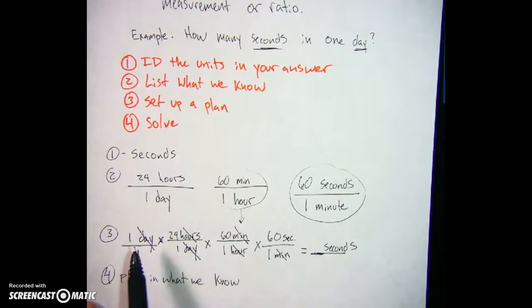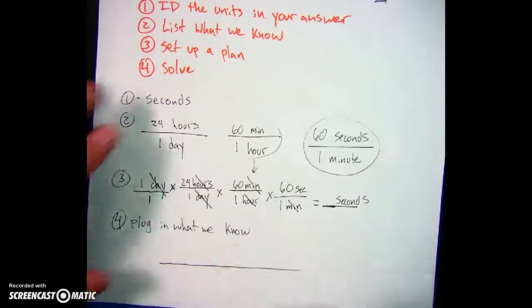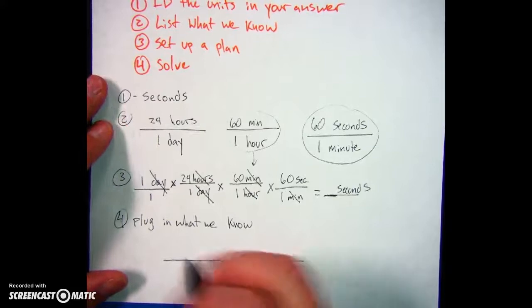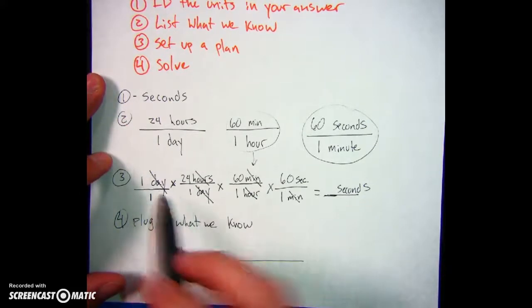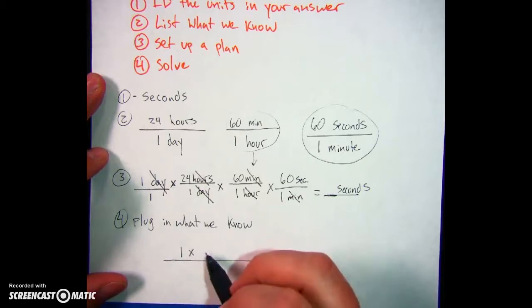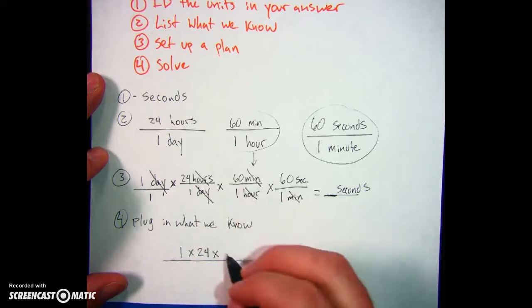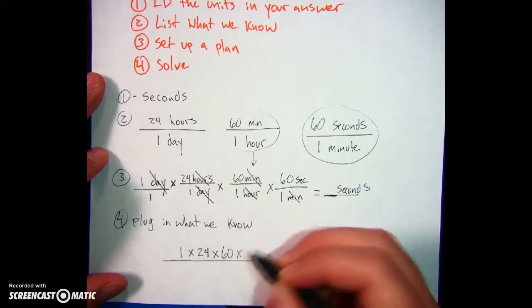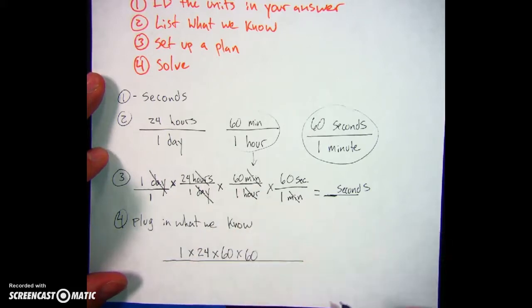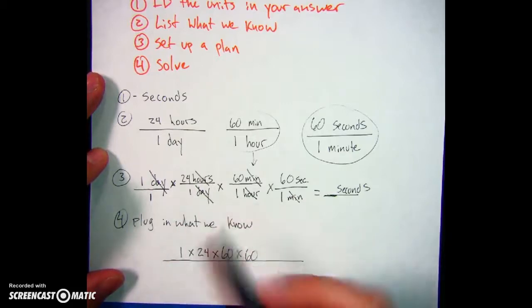So our last step in order to solve is to multiply everything across the top. If I multiply everything across the top, I'm going to have 1 from the 1 day. The day went away though, remember we canceled it out, so there's no more day, times 24, hours went away, times 60, times 60 again. And across the bottom, we just have 1 times 1 times 1 times 1.